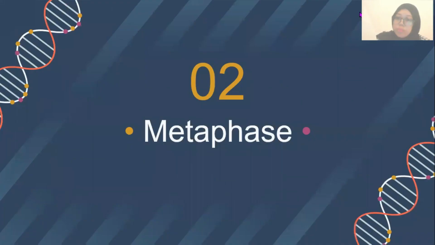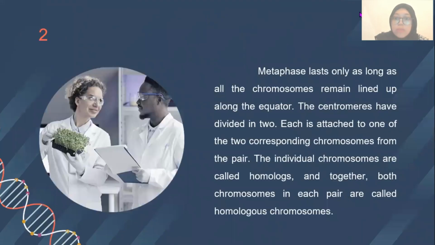Next, number 2, metaphase. Metaphase lasts only as long as all the chromosomes remain lined up along the equator. The centromeres have divided in two, each attached to one of the two corresponding chromosomes from the pair. The individual chromosomes are called homologs, and together both chromosomes in each pair are called homologous chromosomes.